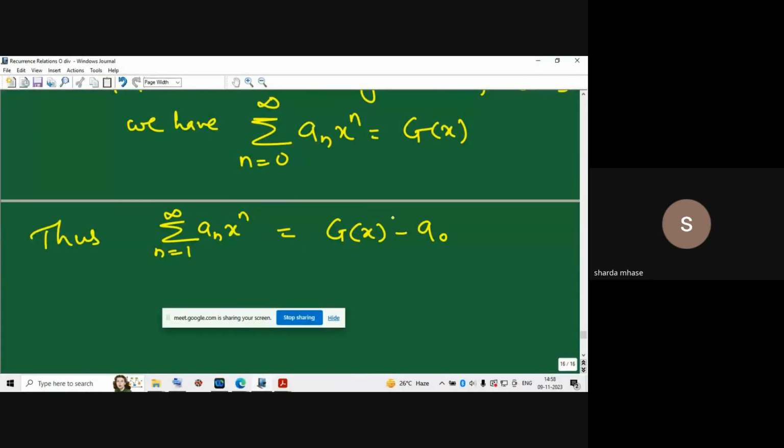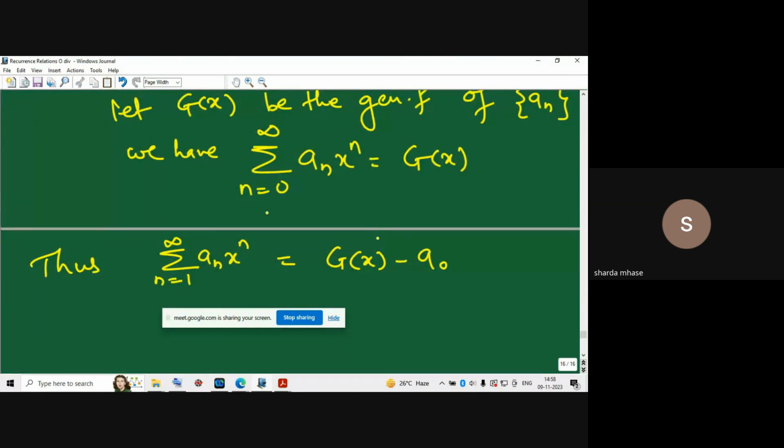So that will be g(x) minus a naught, because this summation is varying from 1. So the first term here will be a1x, whereas the first term here will be a naught plus all these terms. So with that I can write this summation as g(x) minus a naught. But I know the value of a naught. The value of a naught is given to us: a naught is 2.